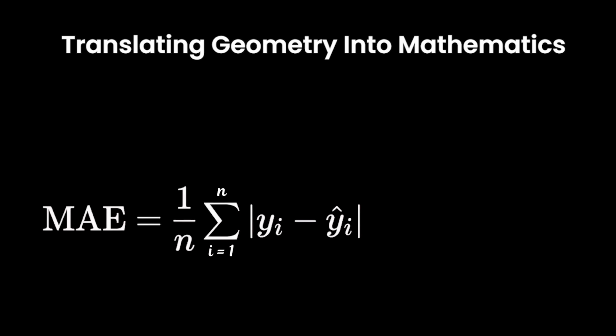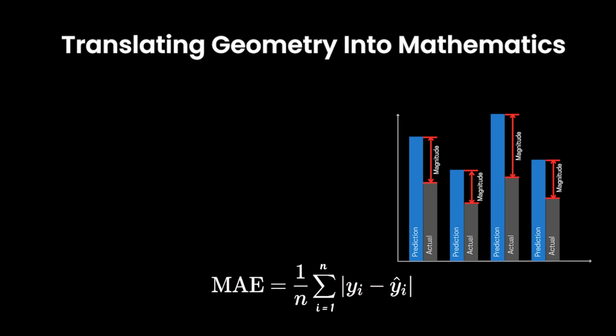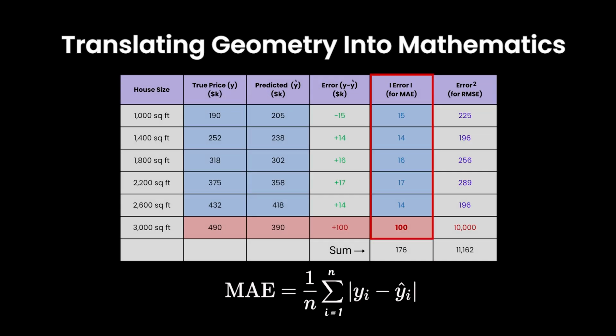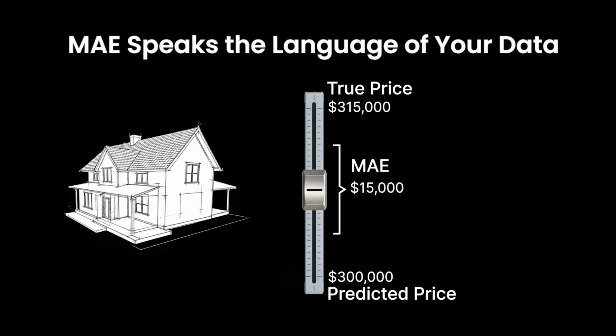To calculate this metric, we take each error, remove the sign, and then average them. The absolute here means that we don't care if we were too high or too low in our prediction. We only care about the magnitude. So if the mean absolute error is 15,000 in house prices, what that means is that on average, we miss the price of the house by $15,000. It's interpretable and it treats every error linearly. If you double the mistake, you double the penalty. So it's simple, stable, and easy to explain.